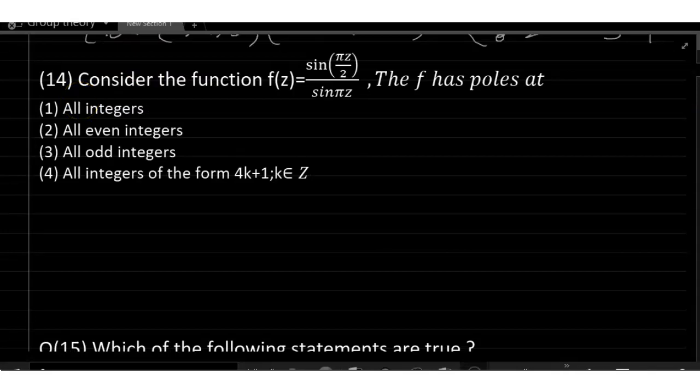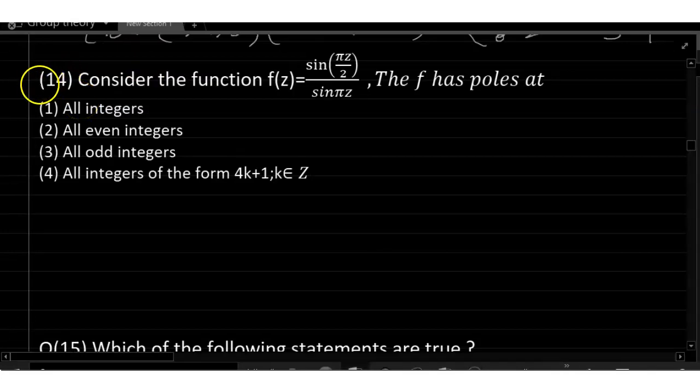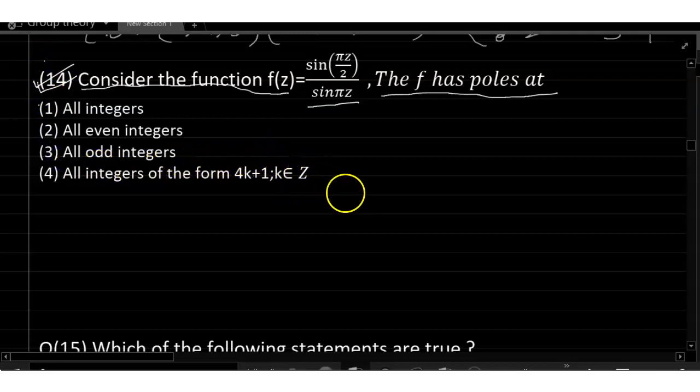So friends, now we start to solve another question, number 14. Consider the function f(z) equals sine(pi z by 2) divided by sine(pi z). The f has poles at all integers, all even integers, all odd integers, or all integers of the form 4k plus 1. So friends, this problem is based on complex analysis.